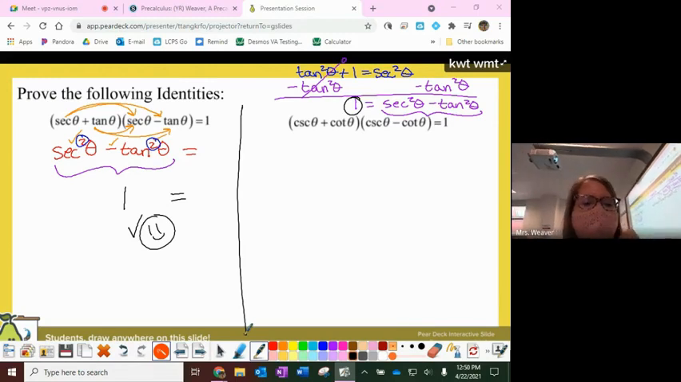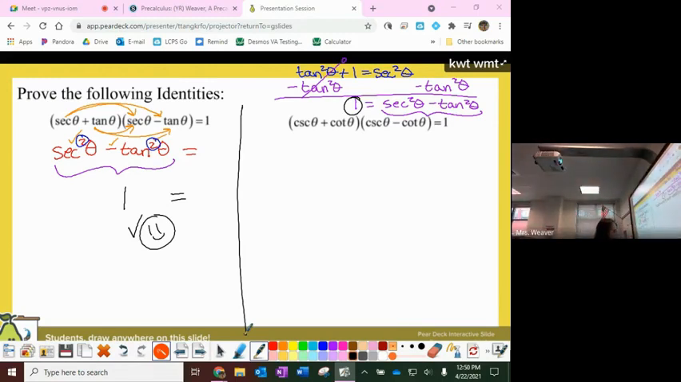Okay, good. So a lot of you squared those perfect squares and got cosecant squared theta minus cotangent squared theta. Cosecant times cosecant is cosecant squared. Negative cosecant cotangent and positive cosecant cotangent cancel each other out. And then we get the negative cotangent squared theta.